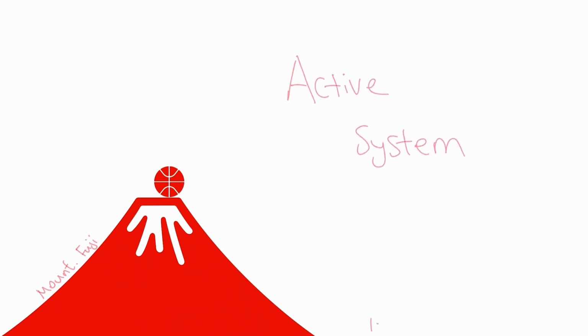In contrast, the basketball is now going up Mountain Fuji, and it is an active system since it is going from the ground to the top of the mountain, which would definitely require energy in order to make the ball move against gravity. Using these two examples, we can understand that active transport in cells would require energy and passive transport would not require any energy.